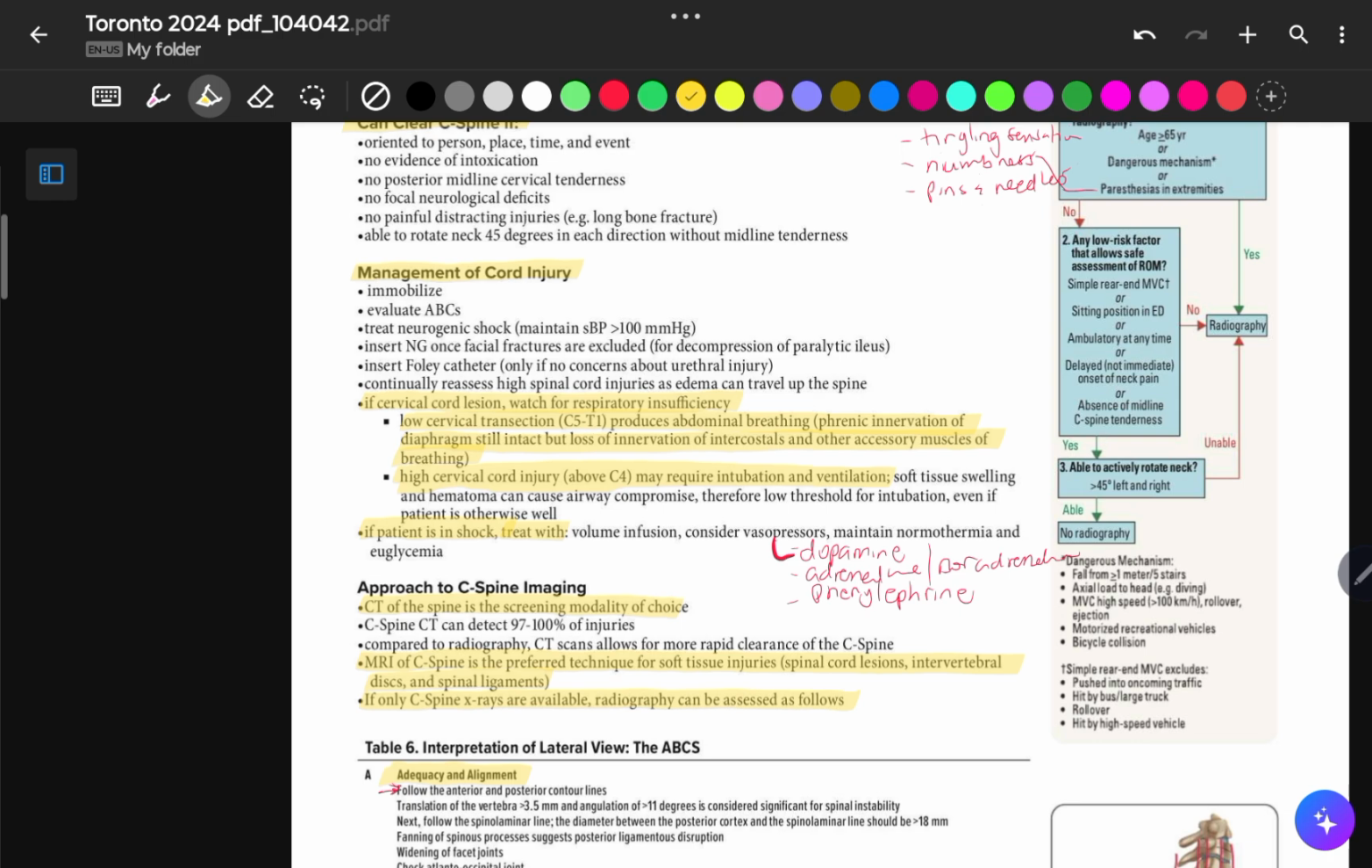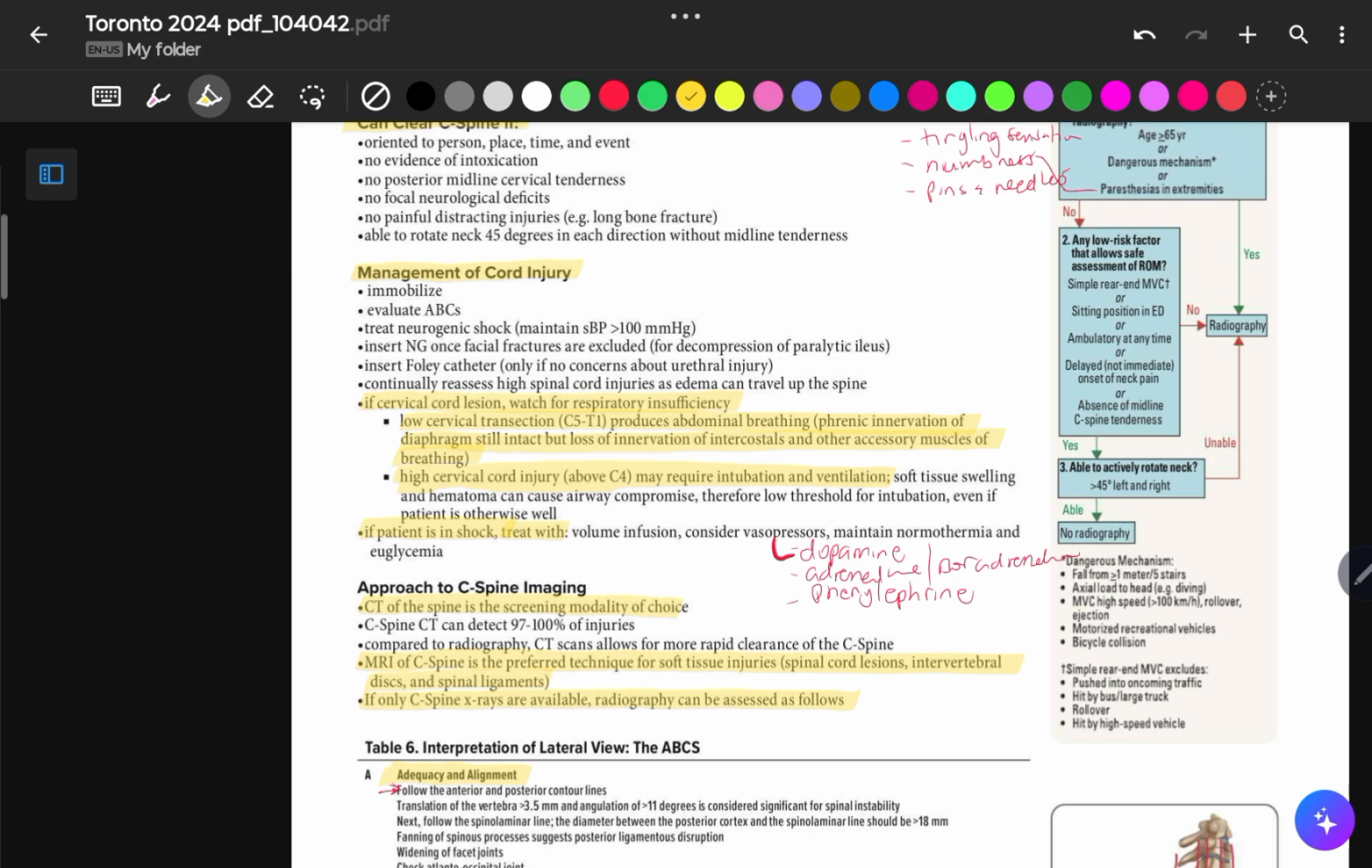So if the patient is in shock, what are you going to treat them with? What type of shock can they have? Neurogenic shock, right? You want to maintain the blood pressure, so you would give volume infusion. You might consider vasopressors, such as dopamine, adrenaline, noradrenaline, or phenylephrine. You want to maintain normothermia and maintain your glucose levels.